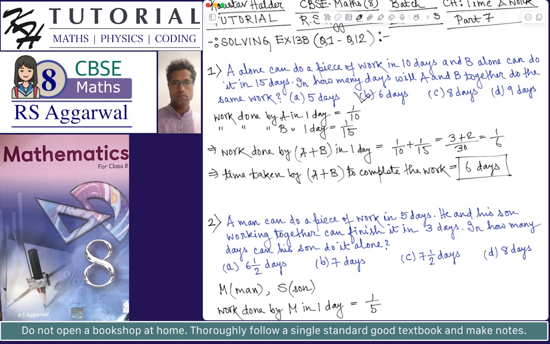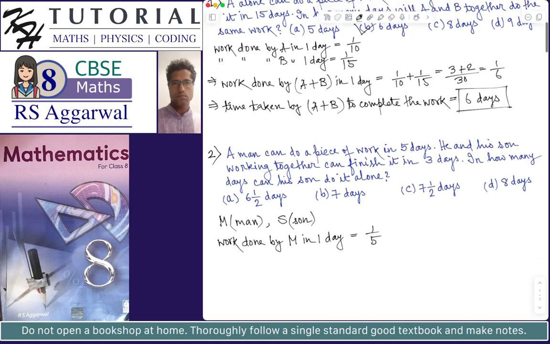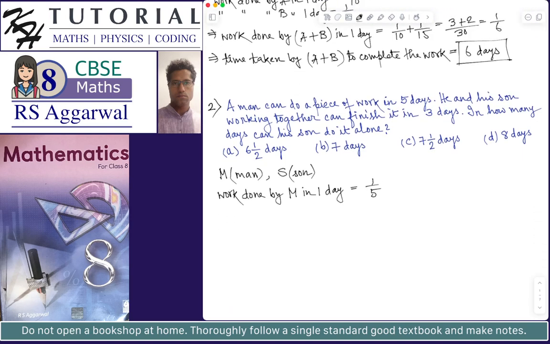Unexpected disturbance. I'm sorry. Okay, so that was 6 days. Now let's do problem number 2. So we have work done by M, that is the man, in 1 day is 1 by 5, and also we know that when the man and his son working together can finish it in 3 days, work done by M plus S in 1 day will be equal to 1 by 3.